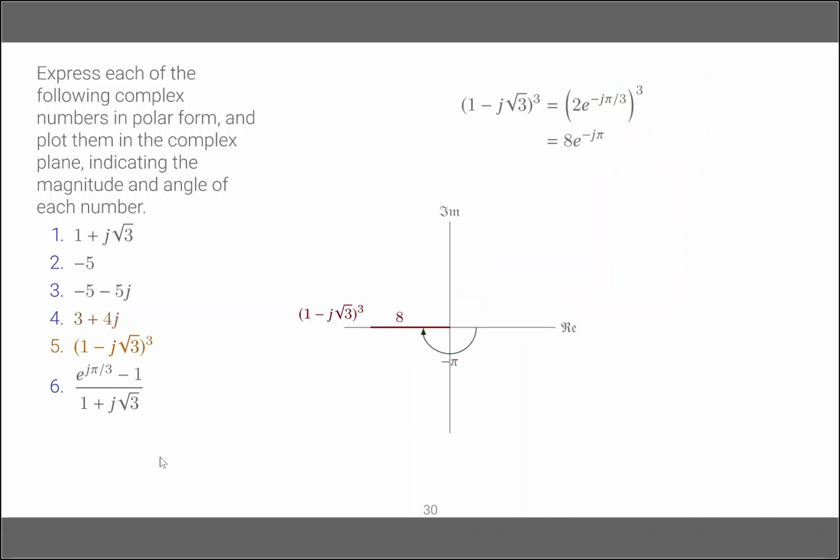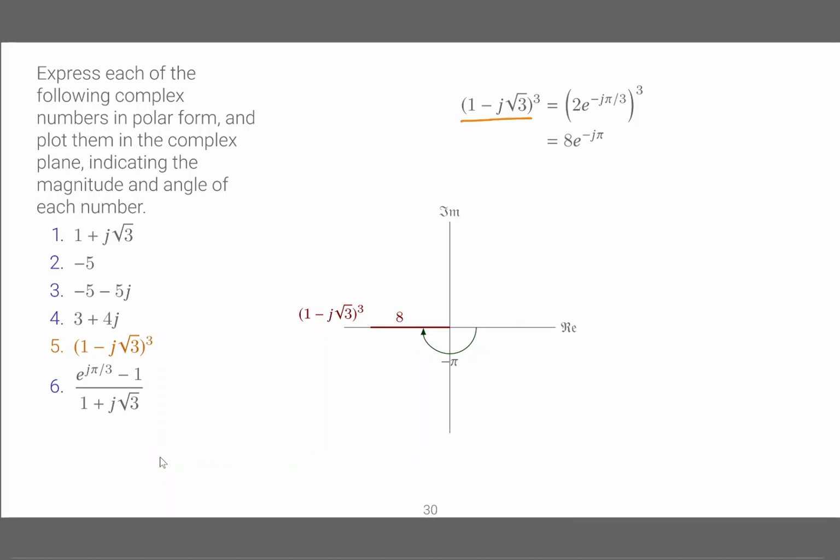And then when you consider this one, (1 minus j square root of 3) to the power of 3, you write this in polar notation.